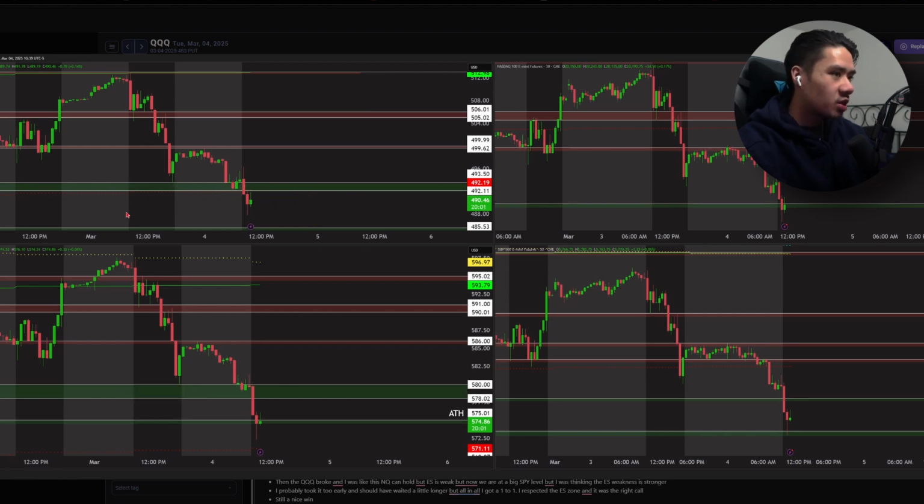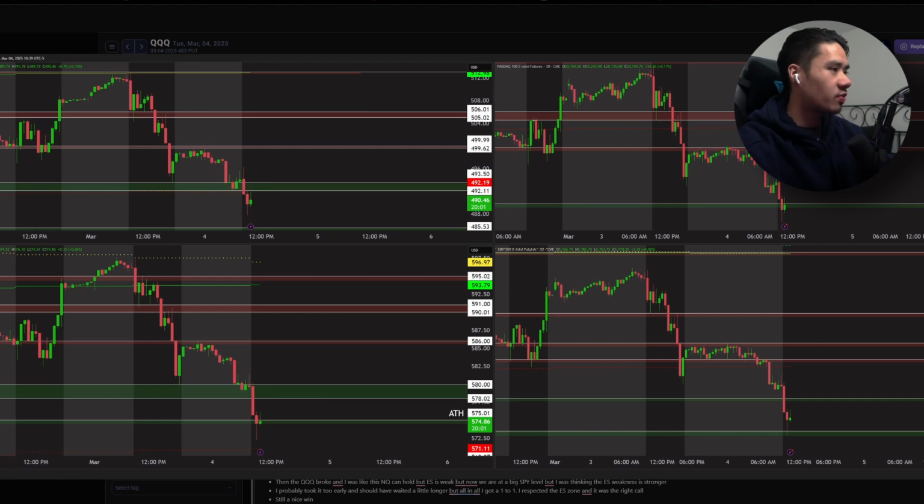Also, we see that the QQQ was 493.50. That was the previous day's lows, but I did put it at 492 because that's the 200 SMA, and that's the pre-market low that I want to see break. So that's why I put it as a zone. So there's no point in me longing it until I see a full break of this level, and then I can think about longing it.